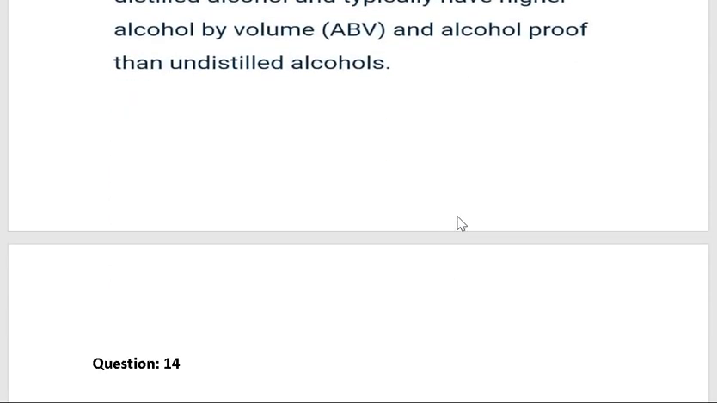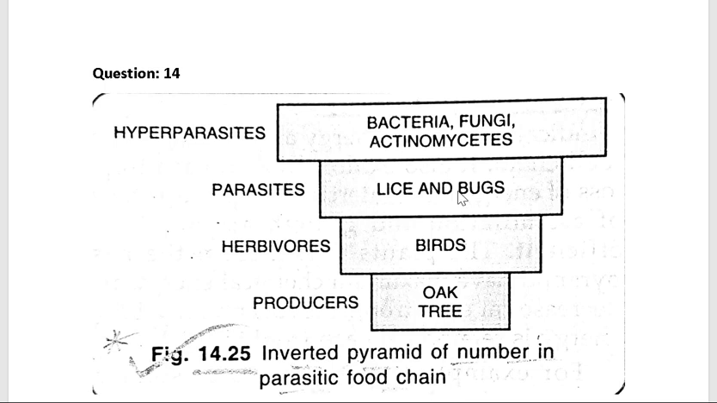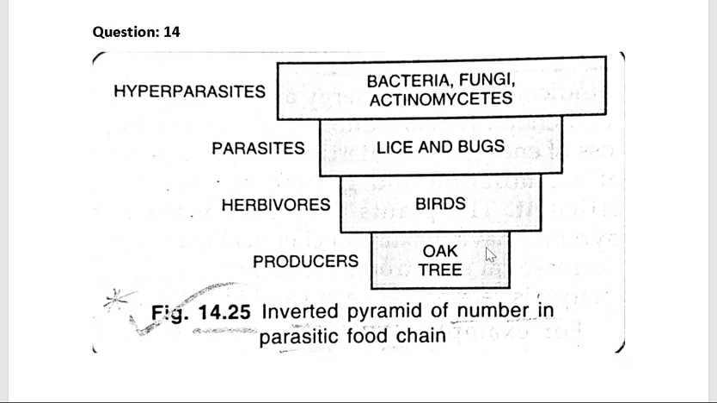Now for this we need to construct an inverted pyramid. That means the producer is the green tree, any kind of tree. The birds here are indicating the herbivores. They are mainly obtaining food from that tree, and these birds are the host body for other parasites. Lice and bugs here I have taken as parasites, and above these parasites the hyperparasites are also growing. So this way, if you want to construct the pyramid, it will be an inverted pyramid. So it is an inverted pyramid of numbers in a parasitic food chain, and this way you need to draw the pyramid.